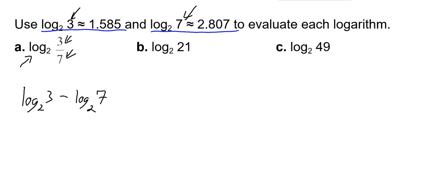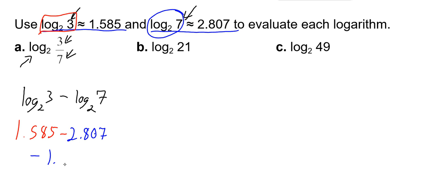Now, by substitution, I know log base 2 of 3 is 1.585 minus, well, I know that log base 2 of 7 is 2.807. So this is going to be negative 1.222.